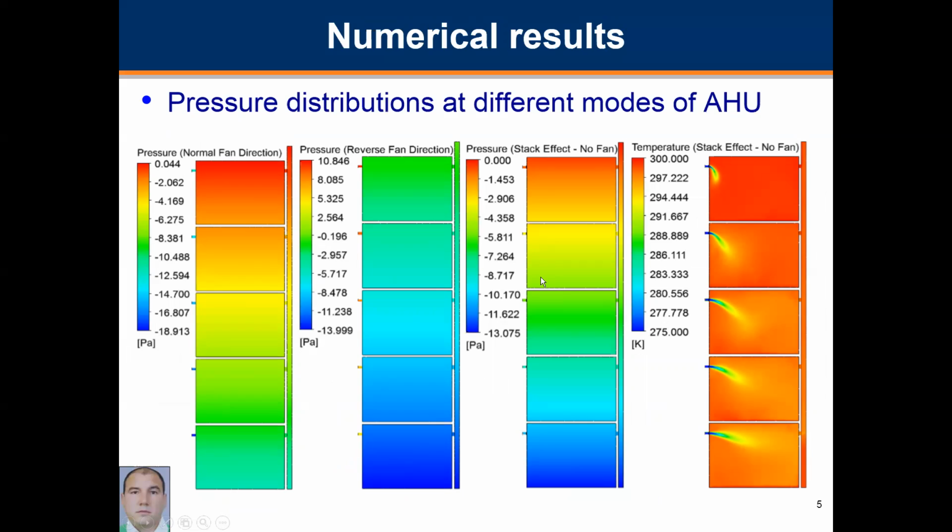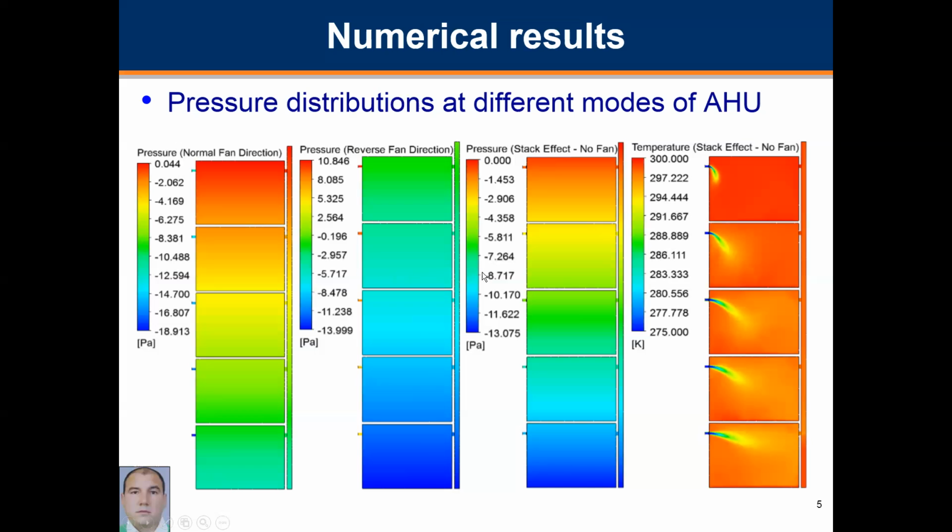Slide 5, the numerical results. The present results describe the system in three different modes of the air handling unit fans: supply air normal fan direction, exhaust air reverse fan direction, and not working fan, stack effect. The last case is presented to show only the influence of stack effect on the temperature and velocity distribution in case of free open inlets only, for example, air handling units without ventilation close valves.